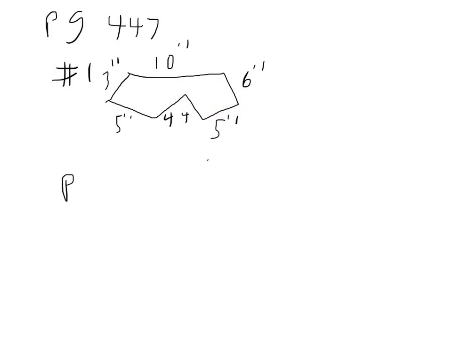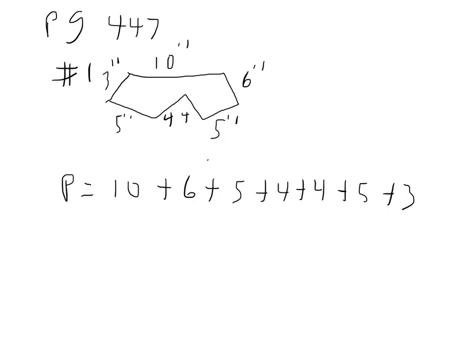And so you could start with any number. I'll just start with the 10 inches, and then the 6 inches, and the 5. Then you have the 4, and another 4, another 5, and the 3. So if you add up all these numbers here, that'll give you the distance around it, or the perimeter.